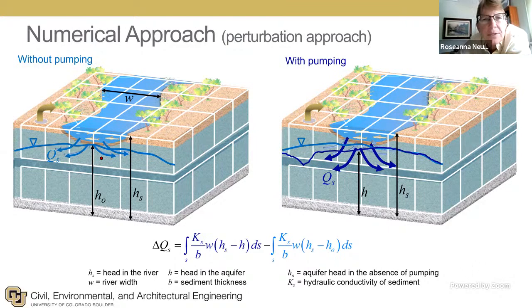On the right, we're showing the same thing with pumping. So the original head distribution is the lighter blue, and then with pumping, we have this darker blue. So there's more head difference between the river and the aquifer, which creates more exchange between the river and the aquifer, so it increases stream depletion.